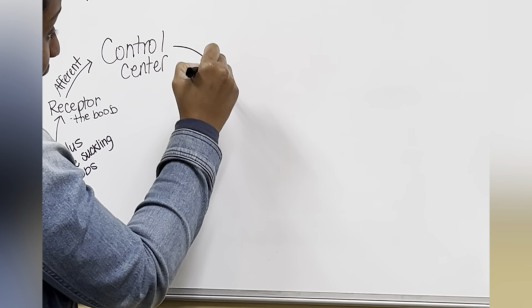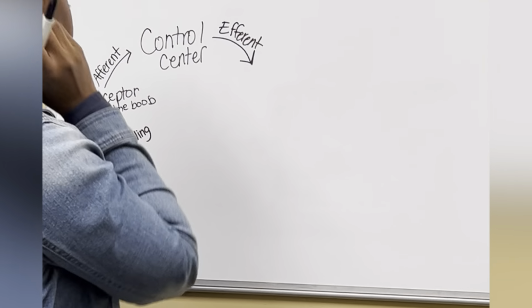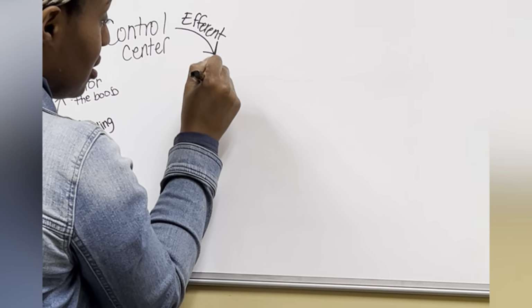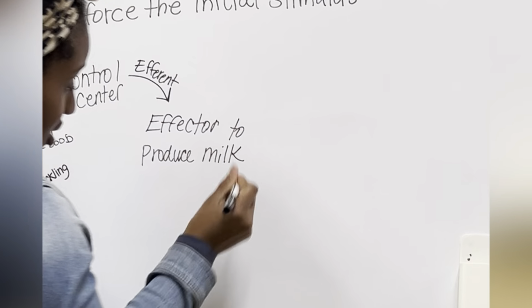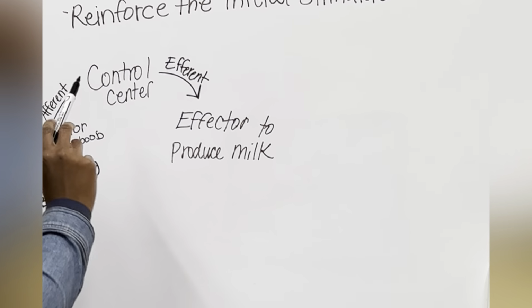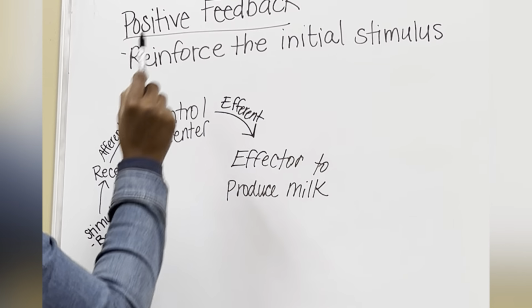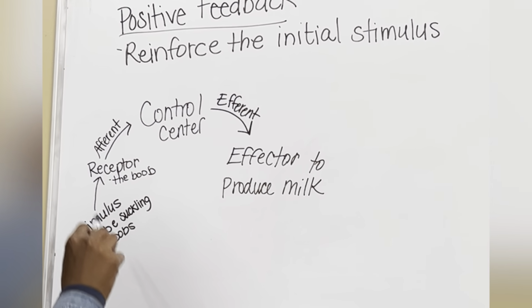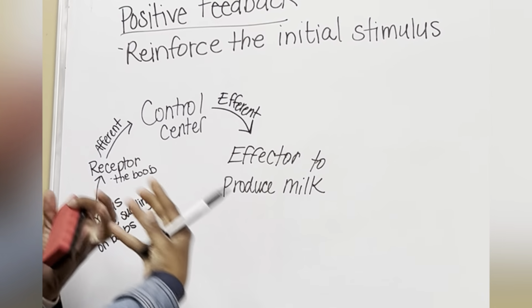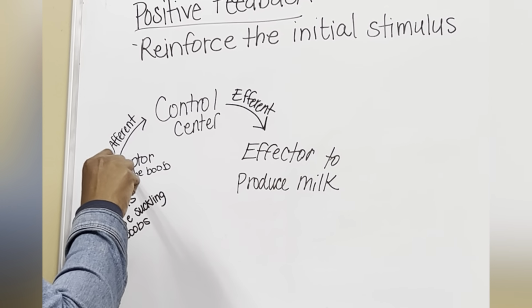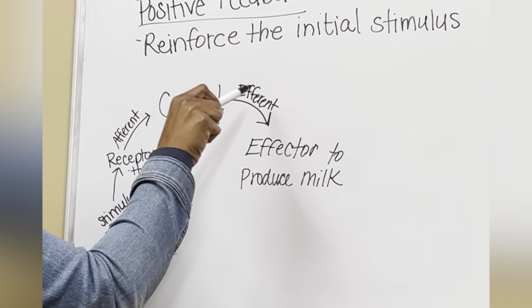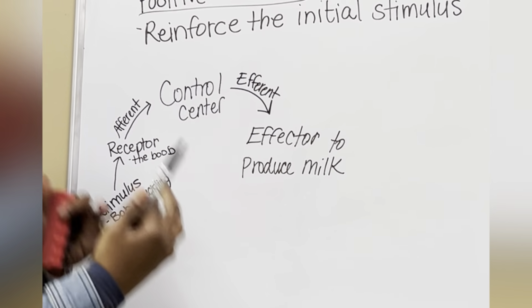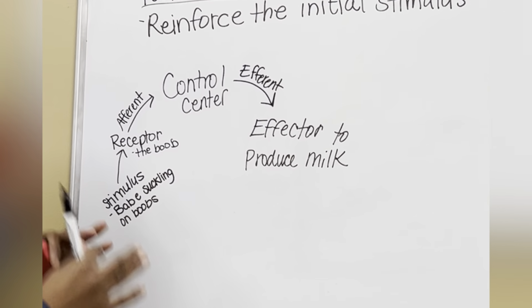So the control center, which is probably one of the glands, or the brain and the nerves, all that stuff, then via the efferent pathway says to the effector, produce milk. Which will then just continue to happen, because it's positive feedback, it reinforces the initial stimulus, which is that the baby wants milk. So he's going to continue to suck to keep the breast sending the information to the control center, which then sends it to the effector to continue to create milk so the baby can keep getting it.